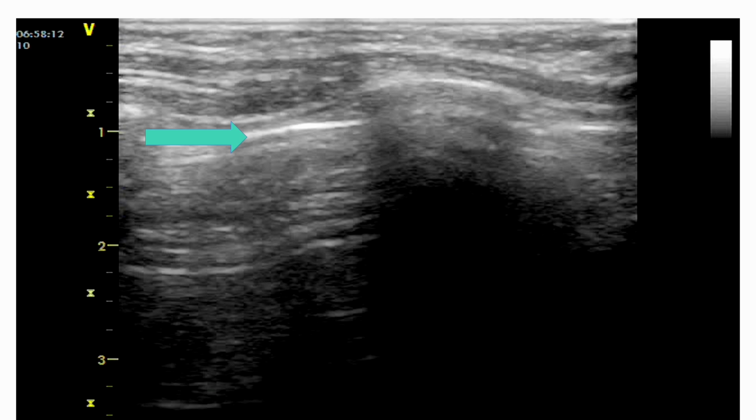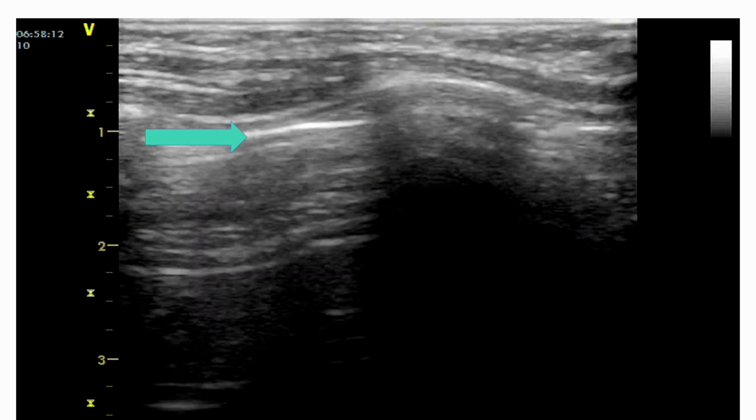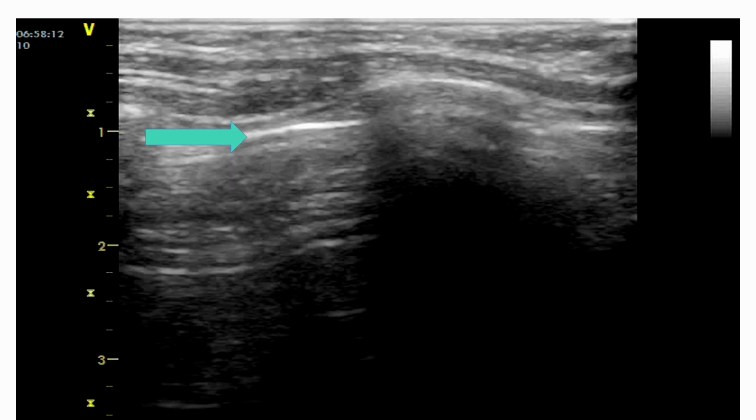In this footage, you can appreciate the absence of lung sliding. There are no shimmering lights or marching ants. Also, absence of comet-tail artifact and the presence of A lines. Those are signs of pneumothorax.